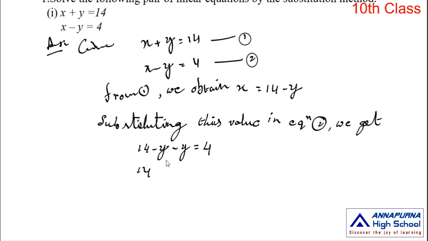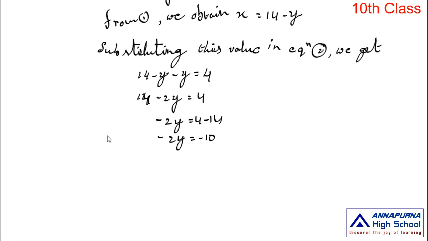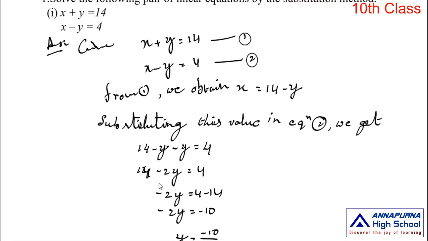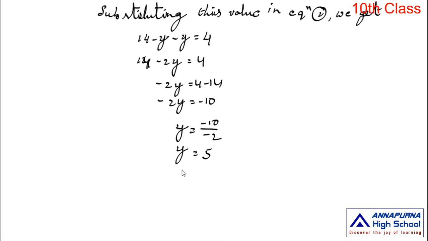14 minus y, it is equal to minus 2y is equal to 4. So when you transpose this 14 to the right side, minus 2y is equal to 4 minus 14. Minus 2y is equal to minus 10. So y is equal to minus 10 by minus 2. Then y is equal to 5. Yes, in the given two equations, here we get one variable value, y is equal to 5.